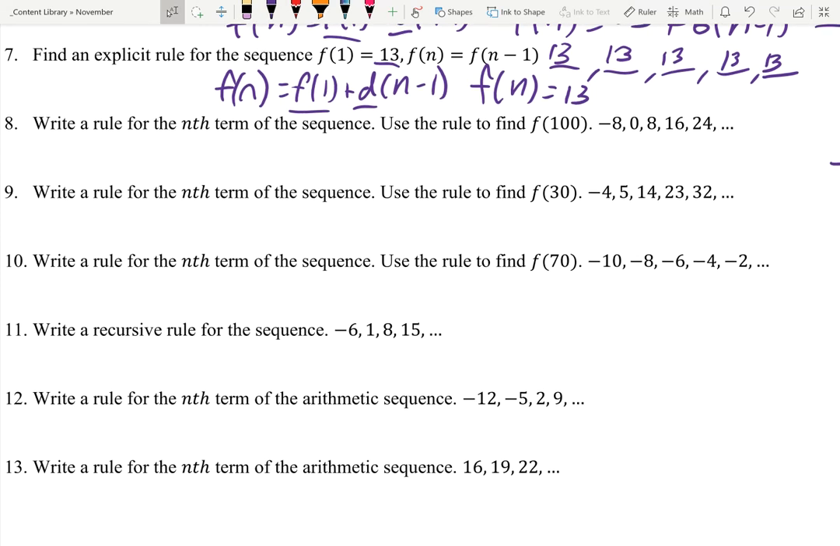All right, number 8. Write a rule for the nth term of the sequence. What time is it, by the way? Okay, we're good.